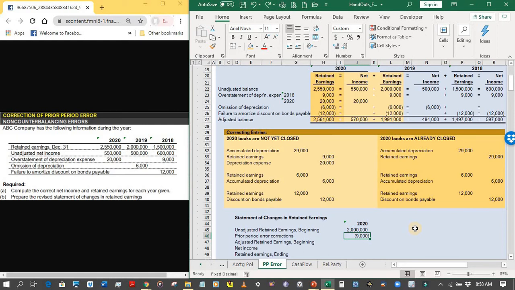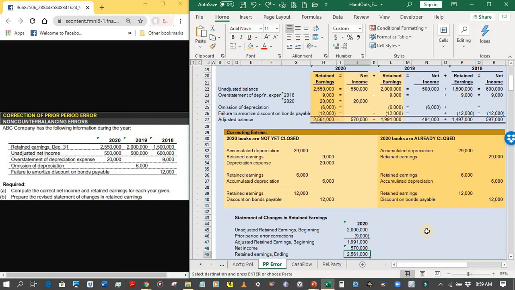So 2 million minus 9,000, the adjusted retained earnings that will appear in our statement of changes in retained earnings is 1,991,000 pesos. And the net income to be added to the adjusted balance of 1,991,000 pesos is the 570,000 net income. So that will be the amount to be added. So 1,991,000 pesos plus 570,000 pesos is 2,561,000 pesos. So this is the adjusted ending balance of the retained earnings.